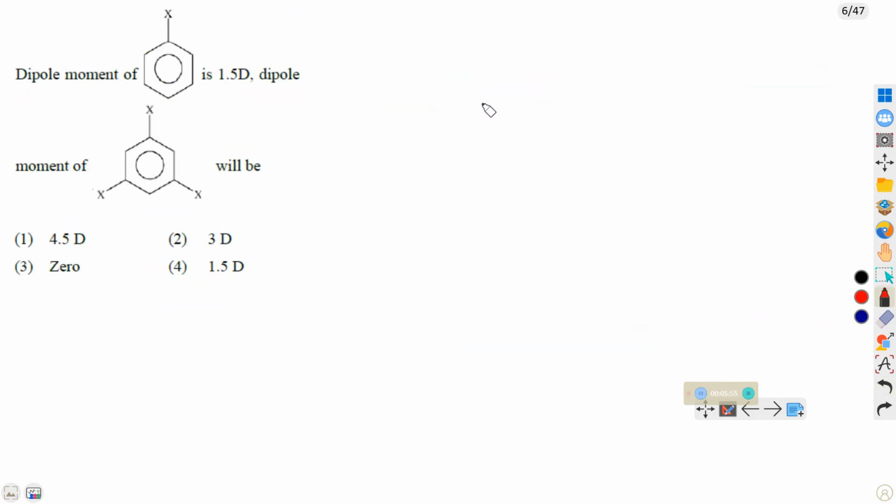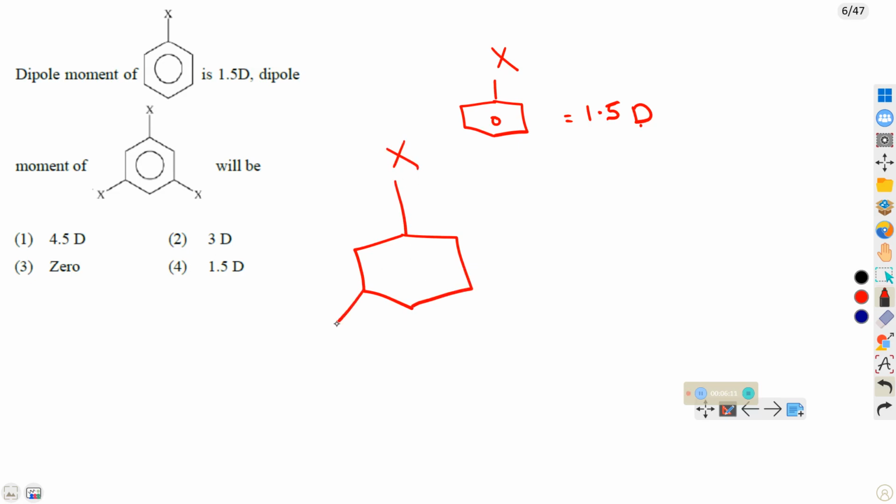The dipole moment of halobenzene is given. The halobenzene dipole moment value is given as 1.5 D. Then what is the dipole moment of this compound? This is the given compound. First of all, identify which type of compound the given compound is. The given compound is a symmetrical compound.